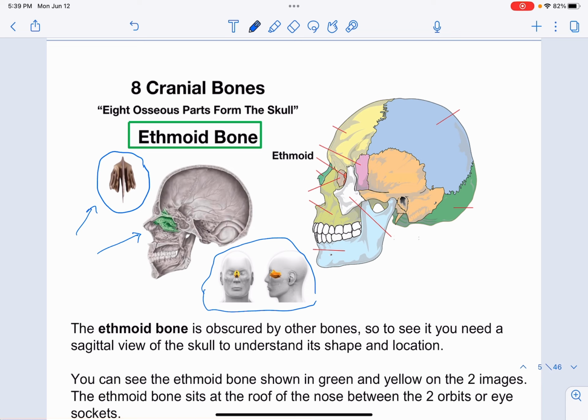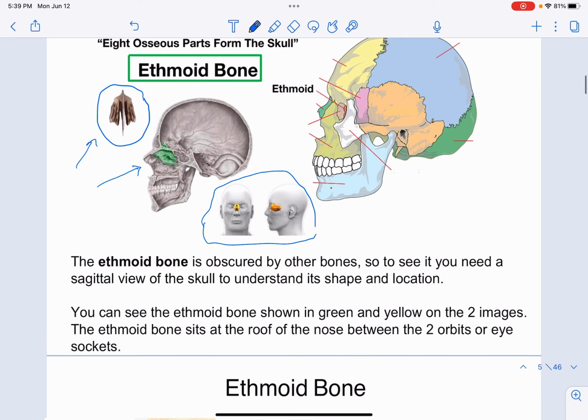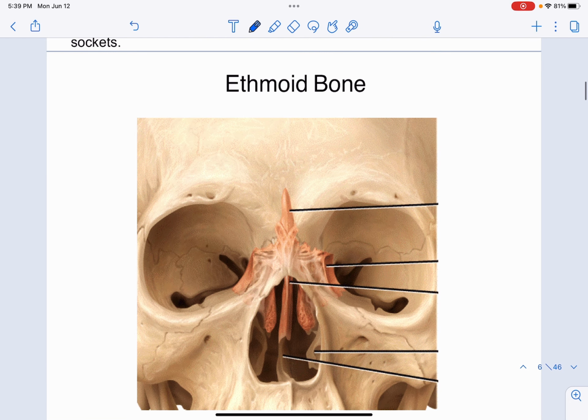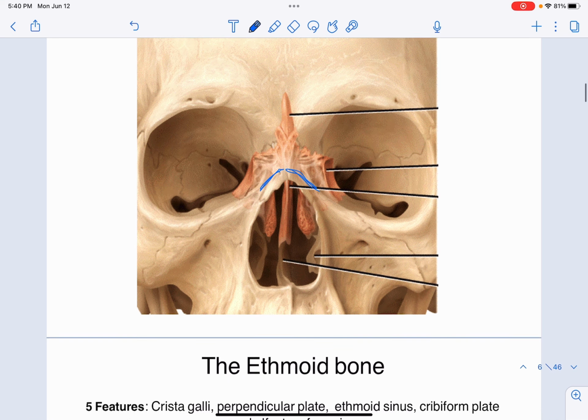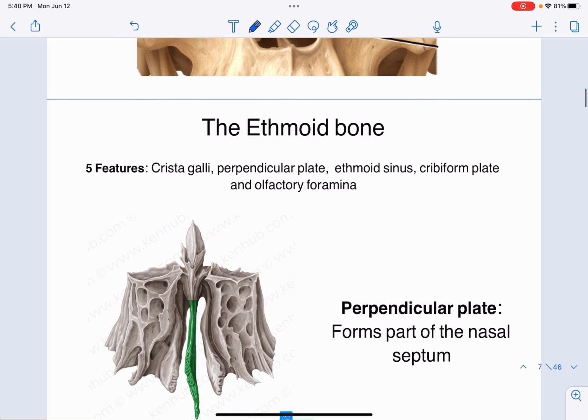So now that we have identified what the ethmoid bone is, let's look at some of the features. Oh wait, I have one more picture. Sorry. This is actually a really great picture showing you highlighted in orange how the ethmoid bone is sitting behind the nasal bones. So these are the nasal bones here and here, and the ethmoid bone is sitting behind it. So these are the features.